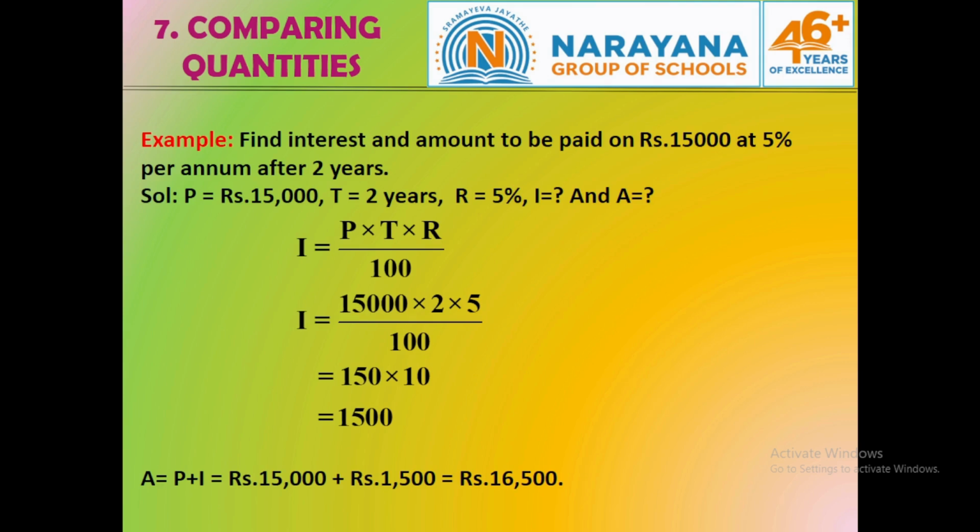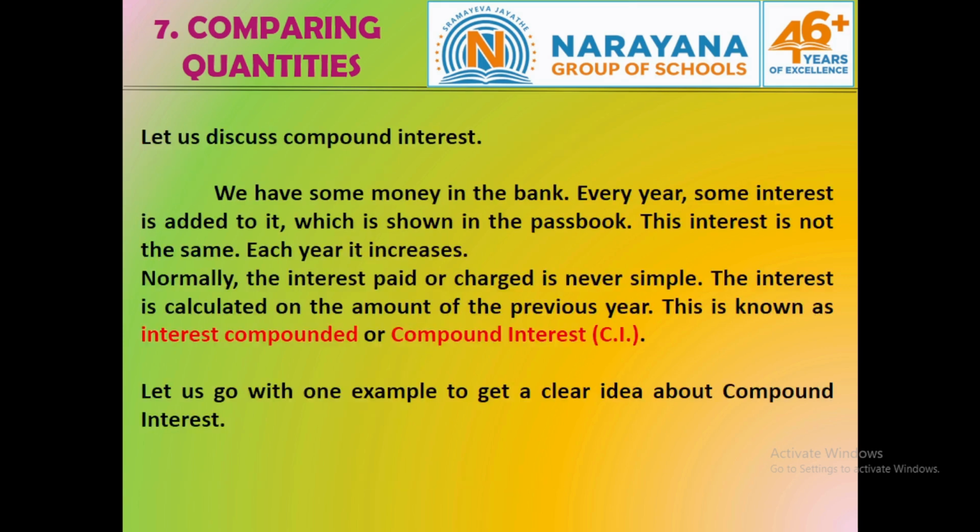Do you remember the formula of amount? Yes, amount is equal to principal plus interest, that is equal to 15,000 plus 1500, that is equal to 16,500 rupees. This is the formula of simple interest.